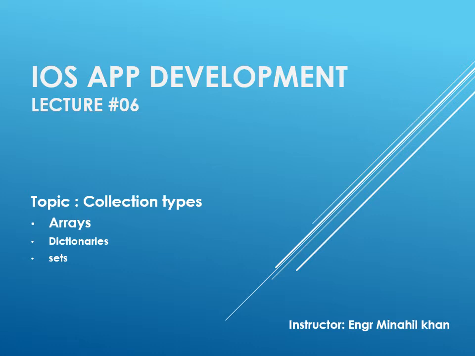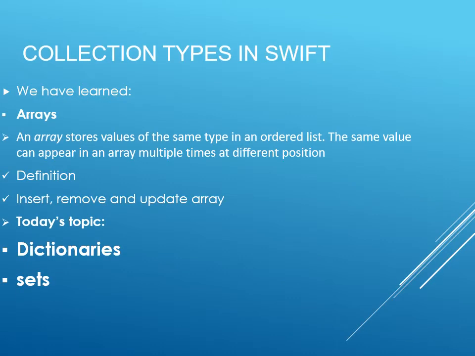So let's get started. Before starting today's lecture, I will give an overview of what we have learned previously. We have learned arrays: arrays were an ordered list type and the same value can appear in an array multiple times. We have learned the definition, how to insert, remove and duplicate array items, and how to replace array items. We have discussed these things in detail. So today we will talk about dictionaries and sets.